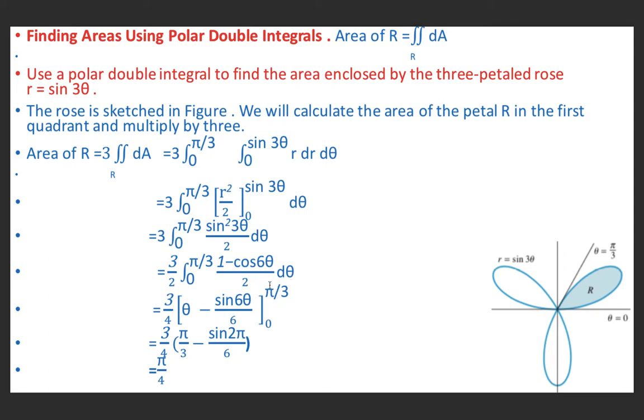Now substitute the upper limit. So it is pi by 3 minus sin 6 pi by 3, where 6 pi by 3 means 2 pi upon 6. And for the lower limit, this is 0. I have not written the 0 part. Now sin 2 pi is again 0. So it is pi by 3. So 3 and 3 cancel out, and we are left with pi by 4. So we have calculated the area of the 3-petal rose curve using the polar double integral.